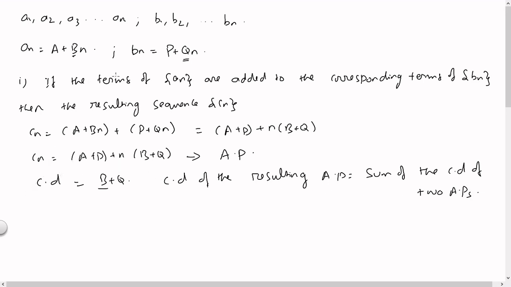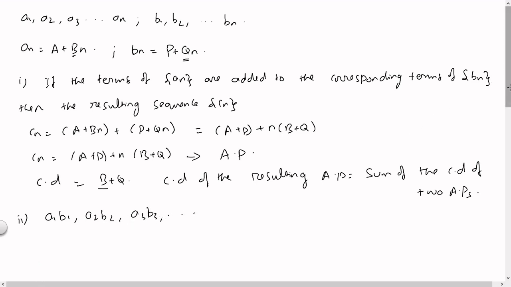Now what about the first term? Since all the corresponding terms are added, the first term will be the sum of the first terms of each of these corresponding arithmetic progressions. Now the second scenario: what will happen if they are multiplied? That is, if we consider the sequence of the form a1b1, a2b2, a3b3 and so on, will these terms be in AP or not? That's the question we need to answer.